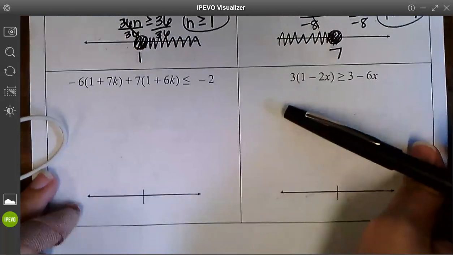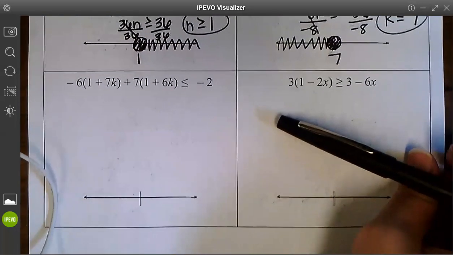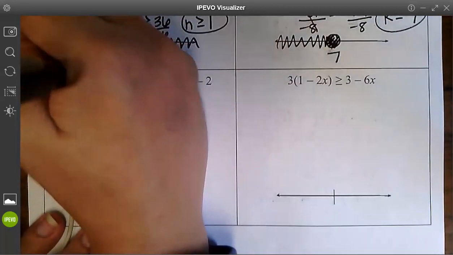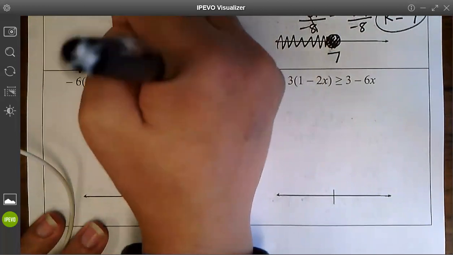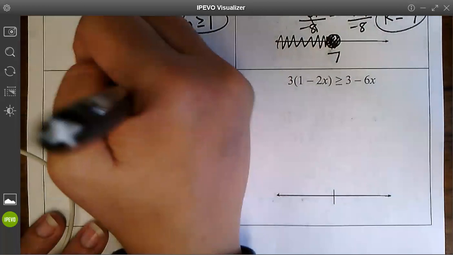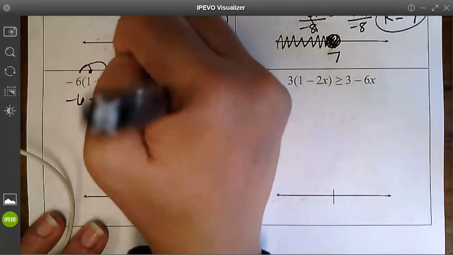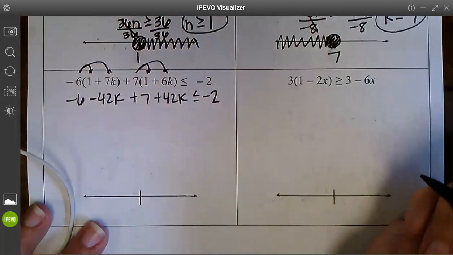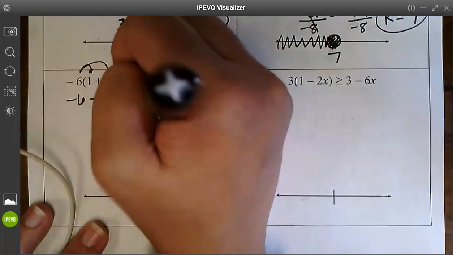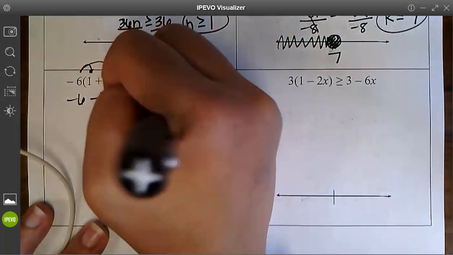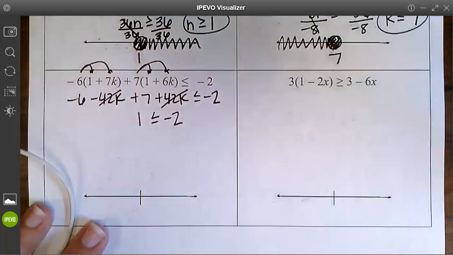Two more. Negative 6 times 1 plus 7k plus 7 times 1 plus 6k is less than or equal to negative 2. I'm distributing. Negative 6 minus 42k plus 7 plus 42k less than or equal to negative 2. My 42k's cancel. Negative 6 plus 7 is 1. 1 is less than or equal to negative 2.